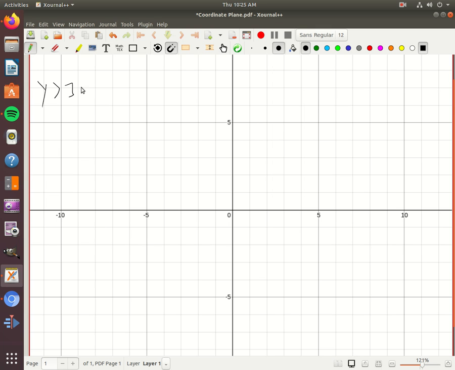So it's y is greater than 3 times 0.8 to the x.